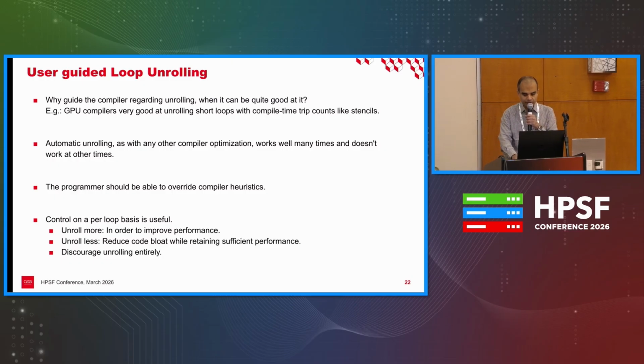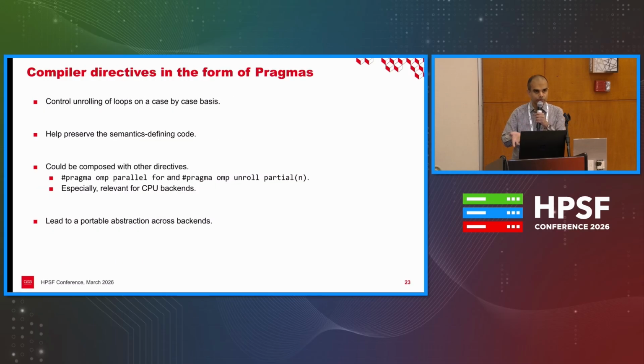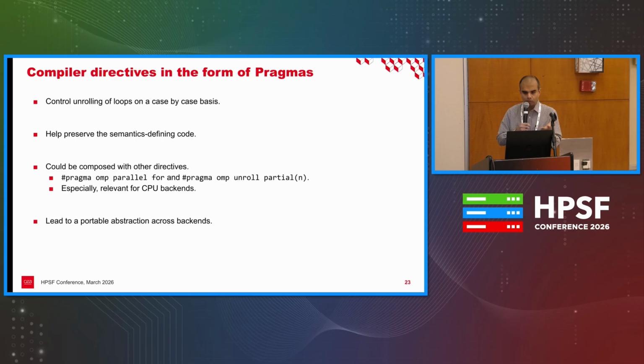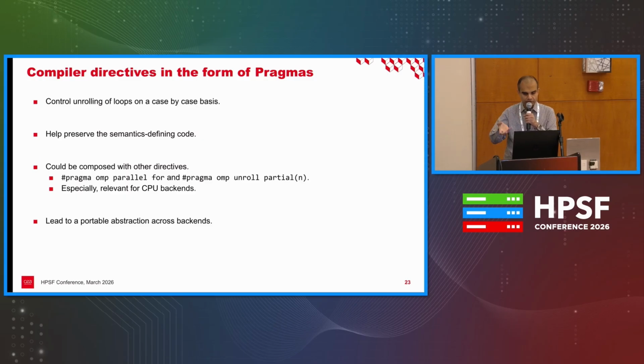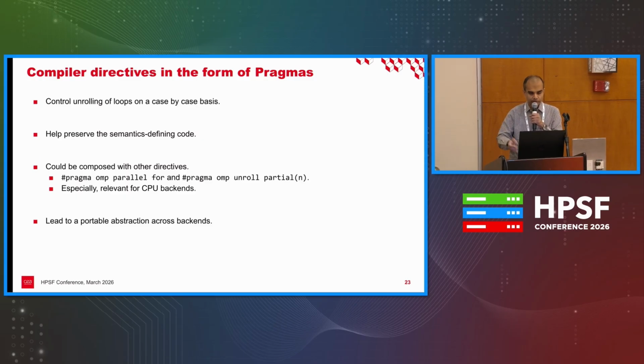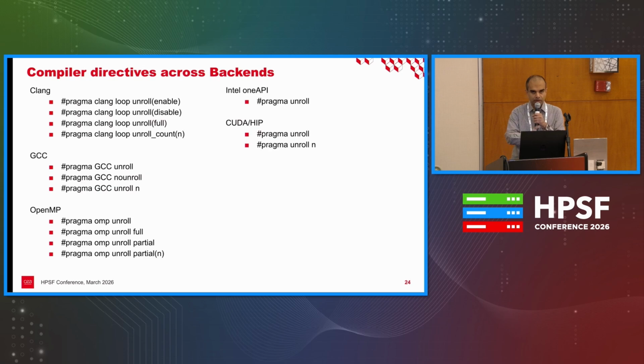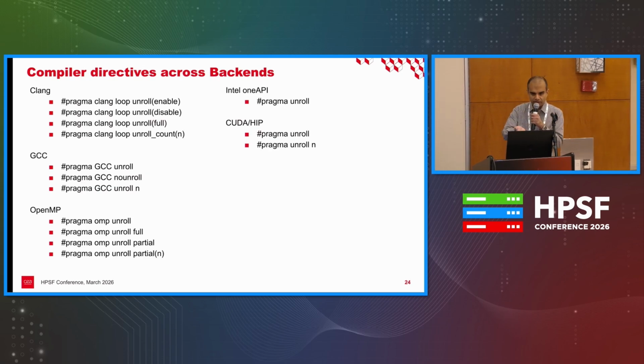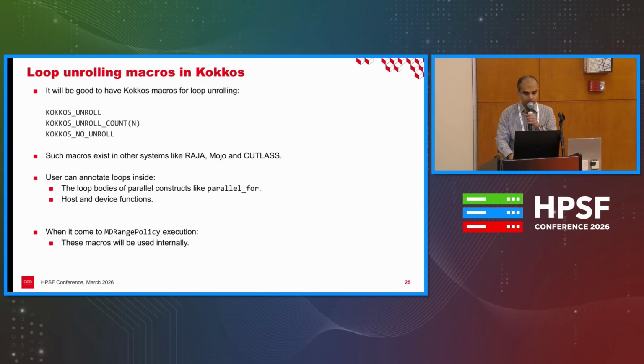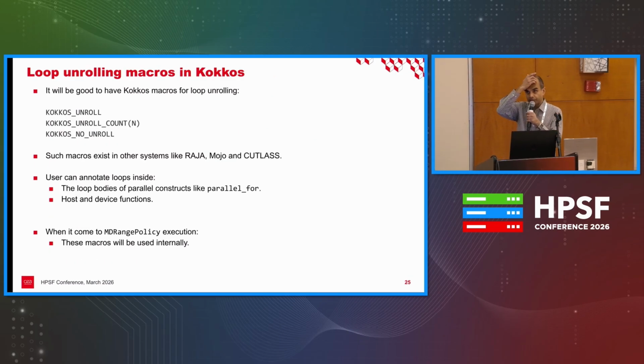Especially if we can do this on a per loop basis to start with, for example by using pragmas. We all know there are pragmas for loop unrolling, and they can help the user write code which is still quite easy to read, and help systems like Kokkos come up with abstractions which can be portable across different backends. Pretty much all the backends have pragmas for unrolling, so it will be nice for Kokkos to have macros like the following.